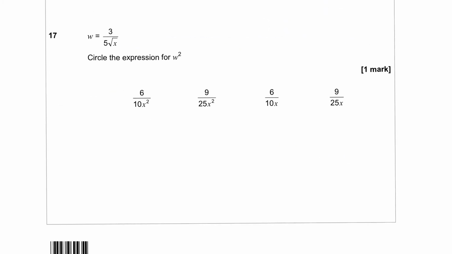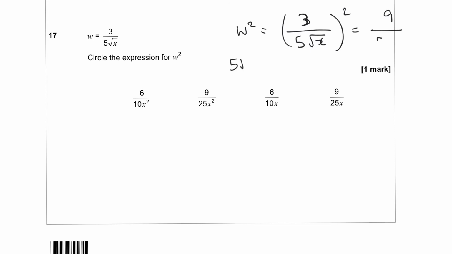Right, so moving on to question 17, it says W is equal to 3 over 5 root x. So it wants us to circle the expression for W squared. So therefore, W squared would be equal to all of that part squared. Okay, so when it comes to squaring fractions, square the numerator and then square the denominator. So 3 squared would be 9, and then 5 root x squared. So 5 squared is 25, and if you square a root x, you would get just x, so that would be 25x.